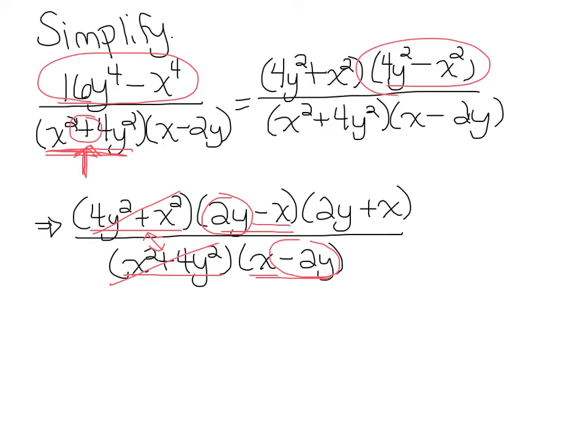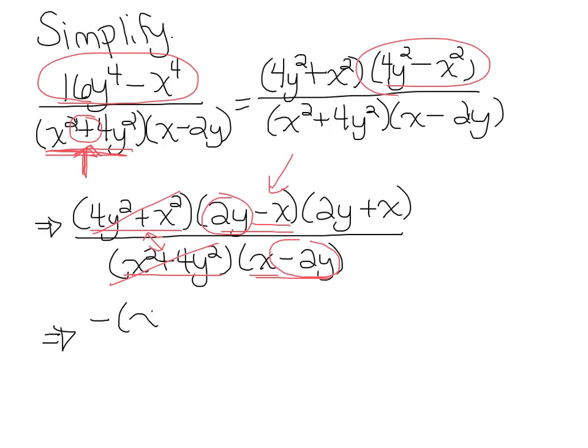So I can factor out a negative from one of these to make the signs different. So I'm going to factor out a negative sign from my numerator. And doing so will allow me to switch the order. Factor out a negative sign.